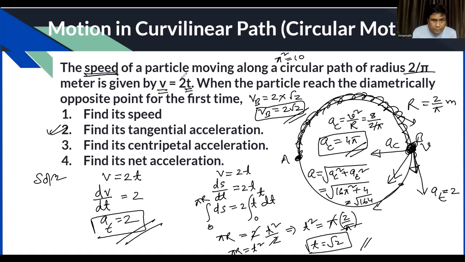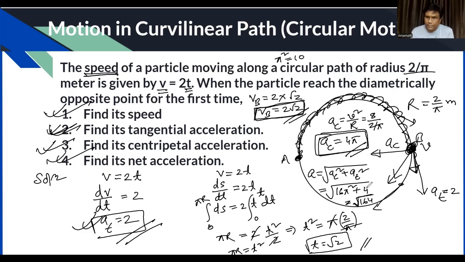So what you see, what is the speed? I have calculated it to be 2 root 2. What will be the tangential acceleration? At the beginning I have calculated it is 2. What will be the centripetal acceleration? That is calculated to be 4 pi. What will be the net acceleration? That is calculated to be under root 164.